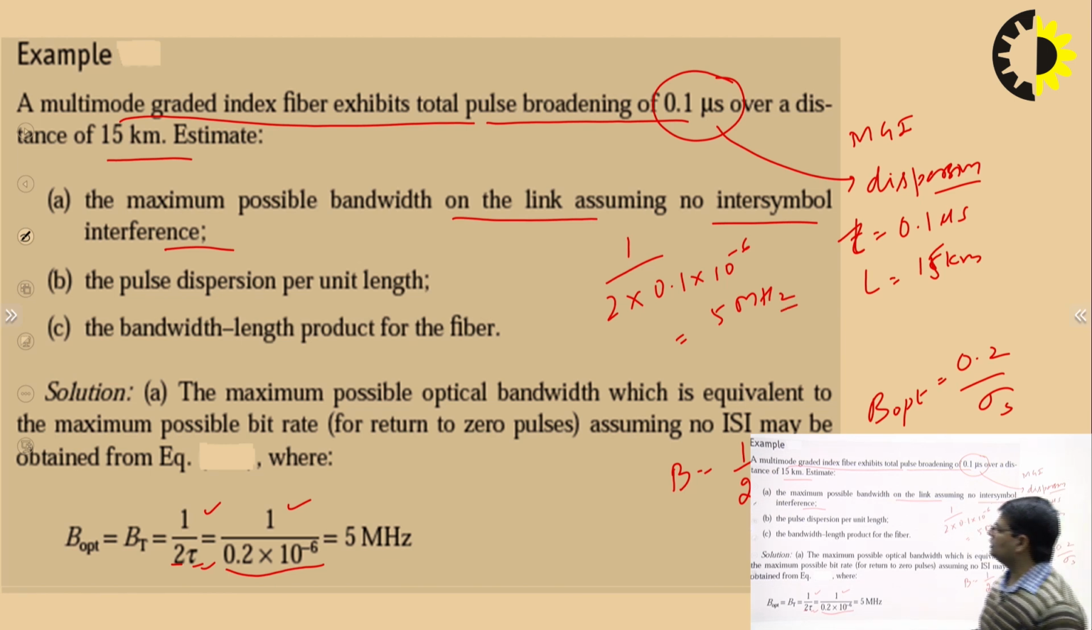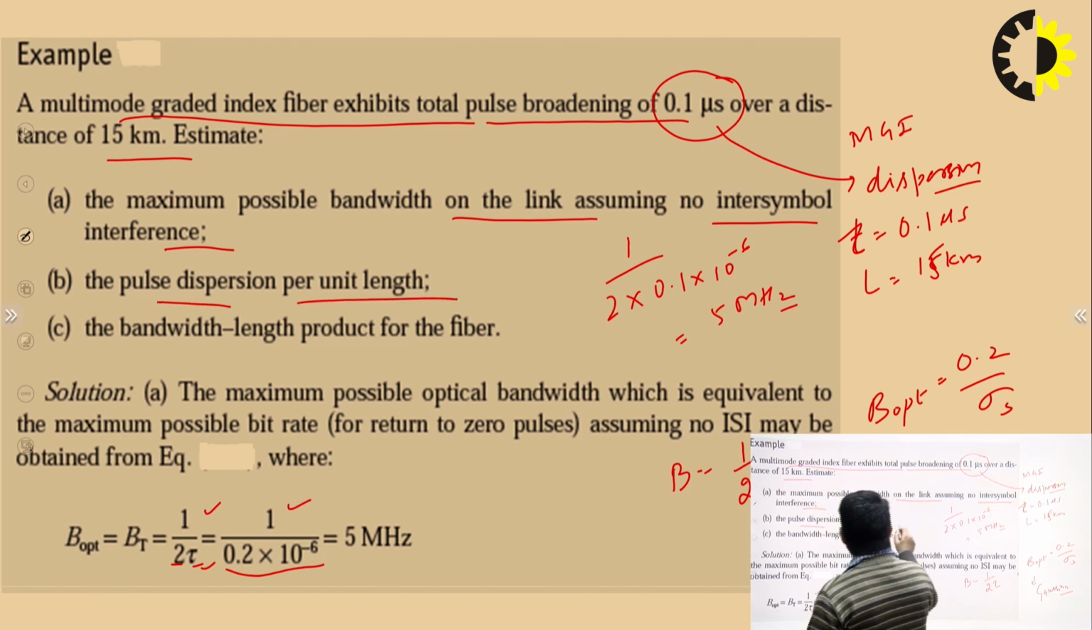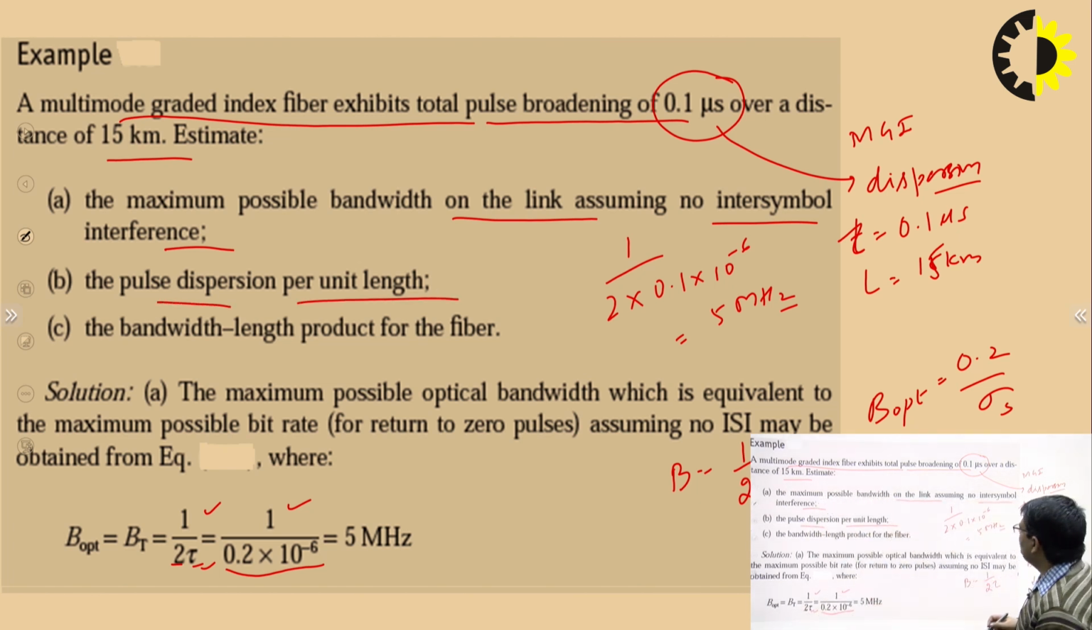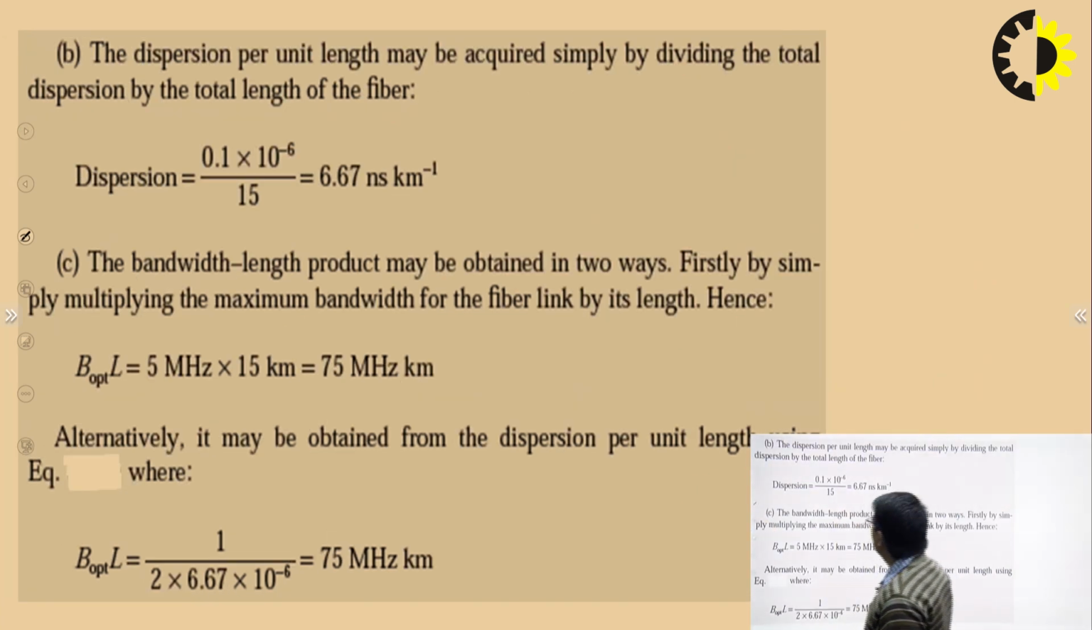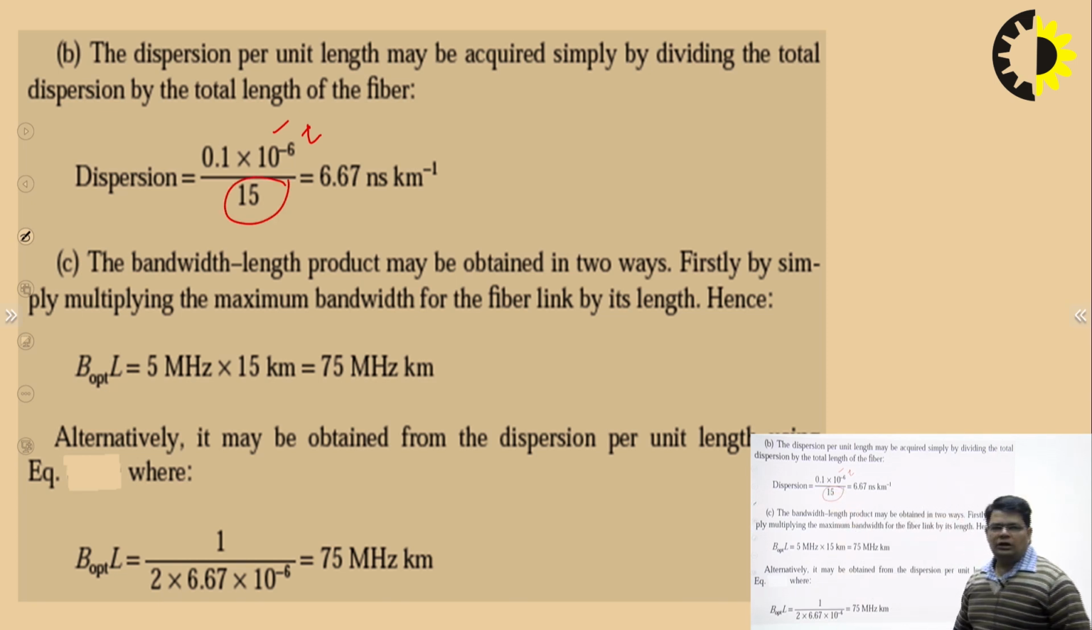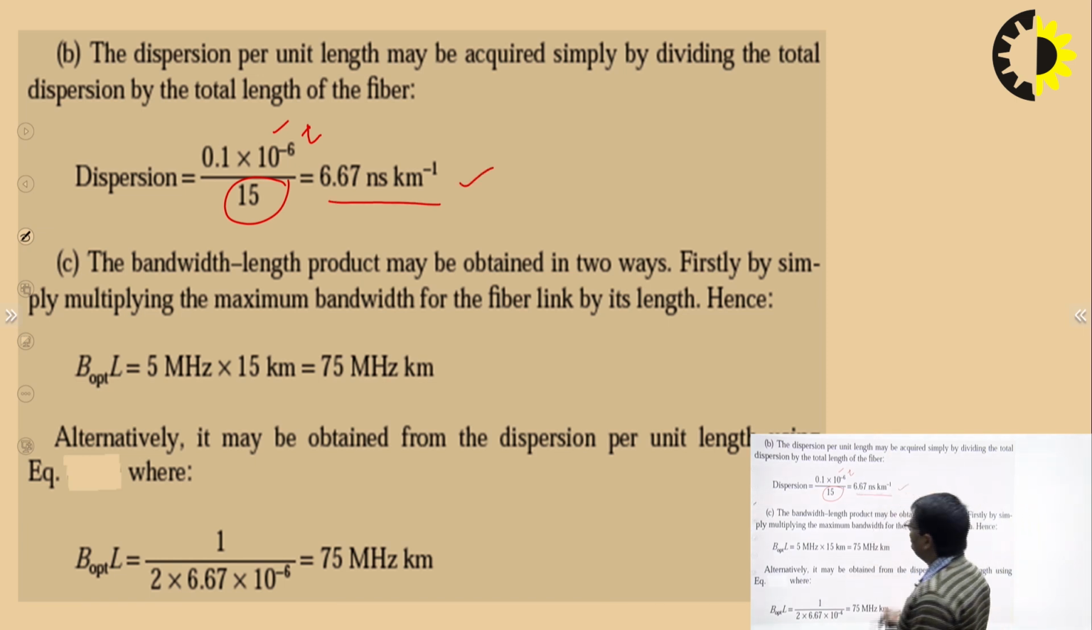Then we have to calculate the pulse dispersion per unit length. Here the pulse dispersion is given as 0.1 microsecond and the length is 15 km. To calculate per unit length, we divide this tau dispersion by the length of the fiber. So the dispersion per unit length of the fiber will be 6.67 nanosecond per kilometer.